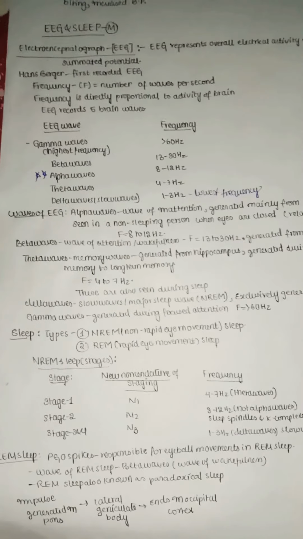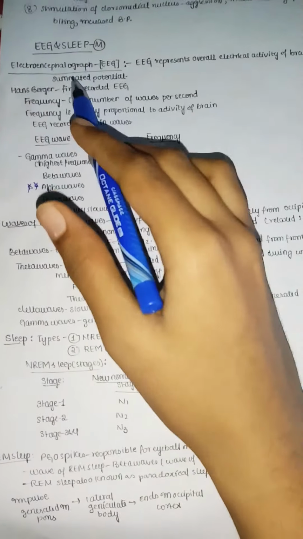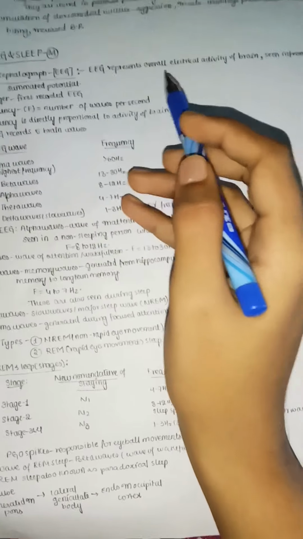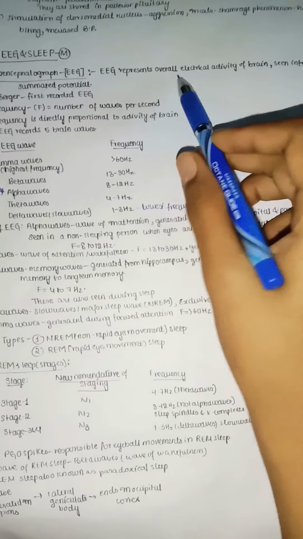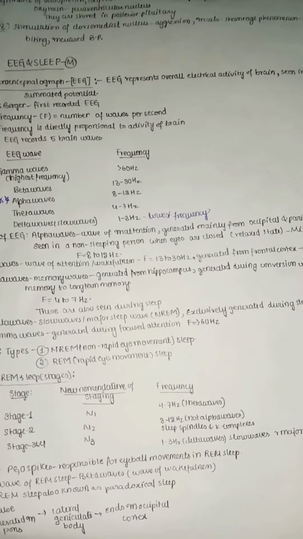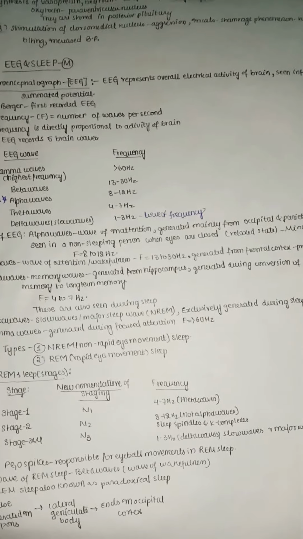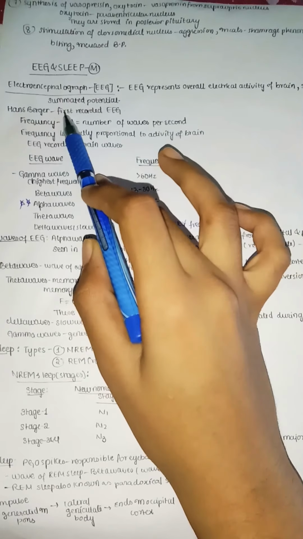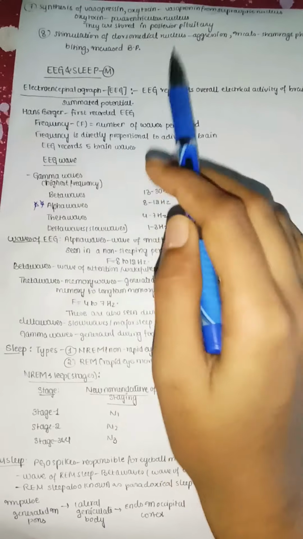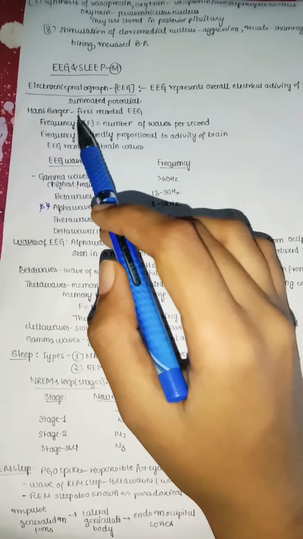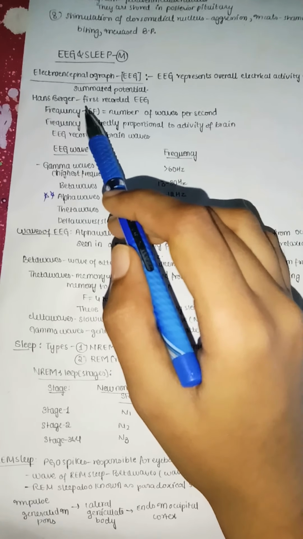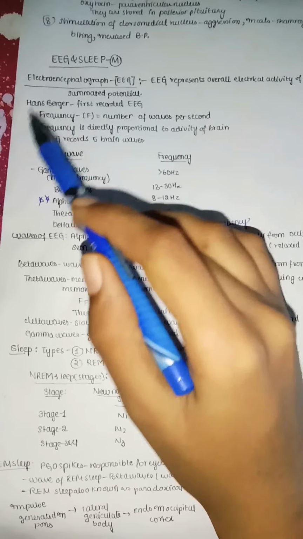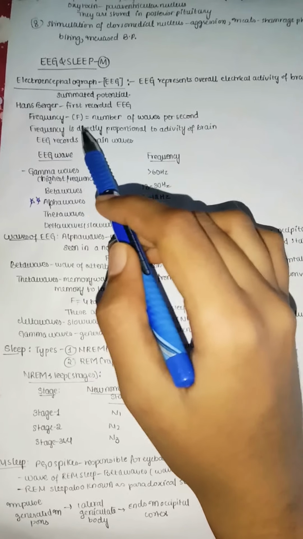With EEG and sleep. So EEG is what? It's an electroencephalograph. It represents the overall electrical activity of the brain, and the keyword is overall. It's not about a single activity of the brain. It is mainly seen in the form of summated potential, that is the sum of all potentials of the brain. It was first found out by a psychiatrist, Hans Berger, who was the first one to record the EEG.